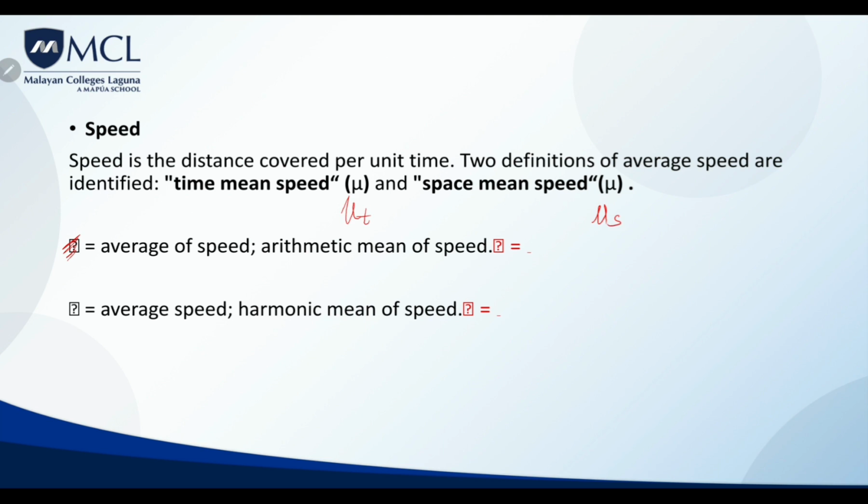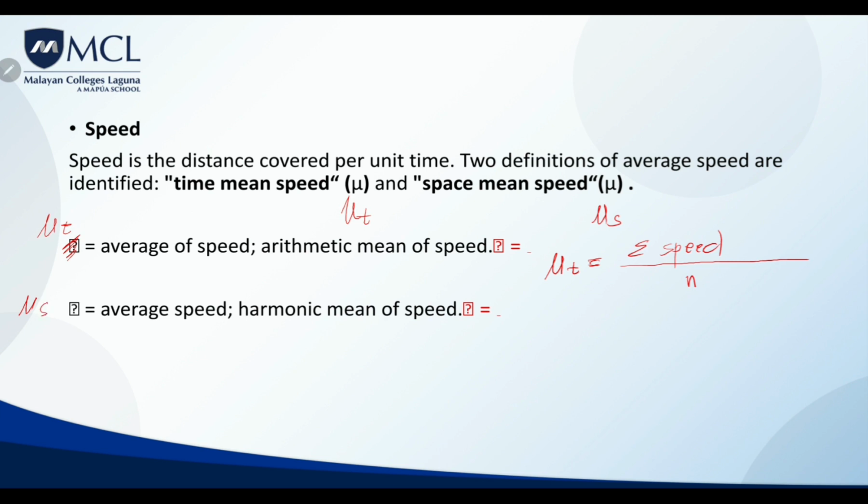Now, for mu sub t, it is the average of speed. It is also the arithmetic mean of speed. So to solve for mu sub t, you simply divide the summation of the speed of each vehicle over the number of vehicles.